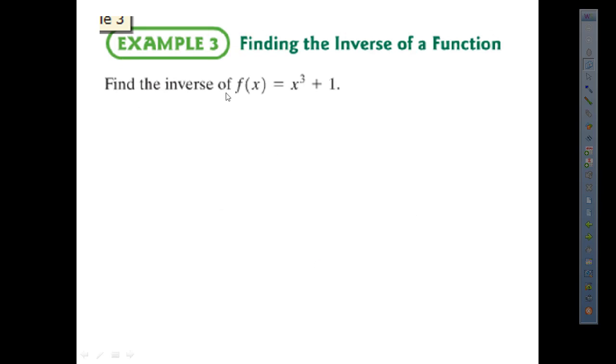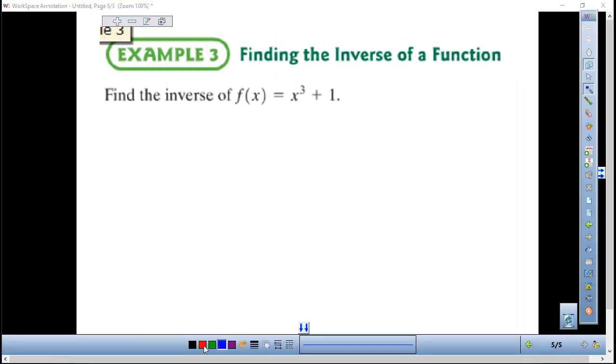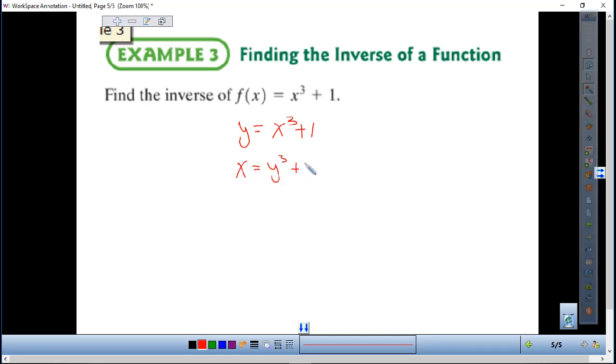All right, so let's find the inverse for f of x equals x cubed plus 1. Same idea, just looks a little different. So we're going to have y is equal to x cubed plus 1. And we're going to swap these. x is equal to y cubed plus 1. We're going to move the plus 1 over, so you get x minus 1 is equal to y cubed. And we're going to take the cube root of both sides. When we do that, we're going to get that y, and I'm flipping sides again, is equal to the cube root of x minus 1.